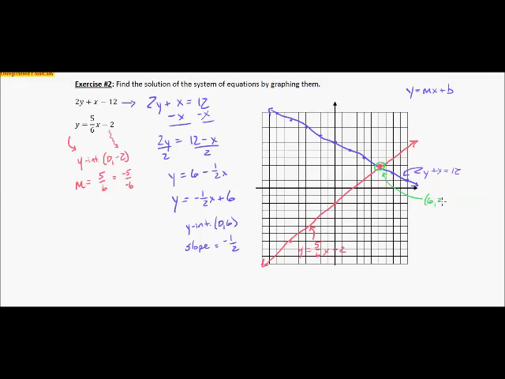So that is the point (6, 3). That is my solution to this system. Okay? Alright, let's go ahead and move on to number 3 here.